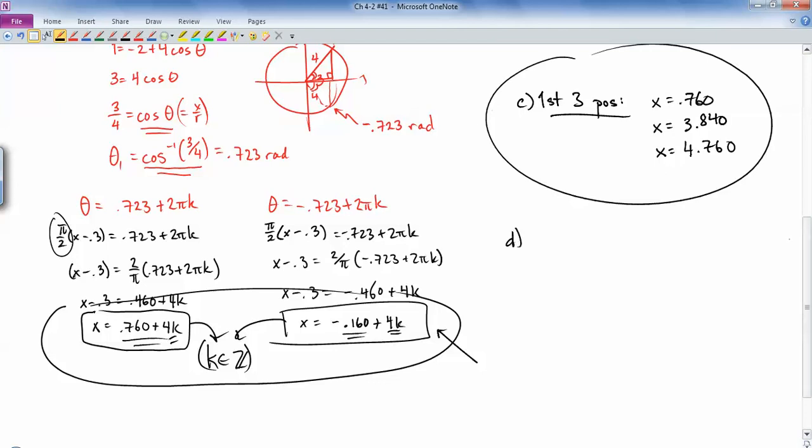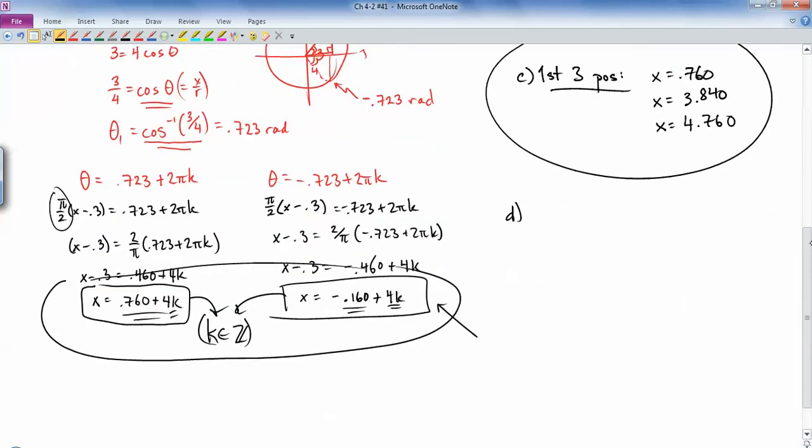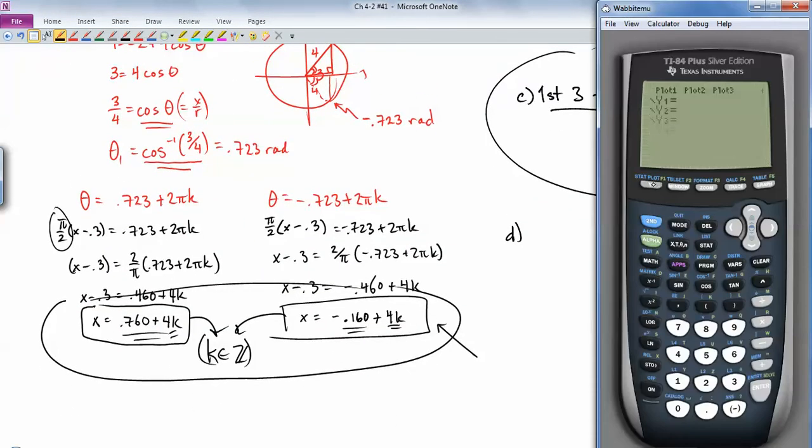And then D says verify this graphically. So let's go back to this. If I go to y equals, I'm going to plot that original function, which was negative 2 plus 4 cosine pi over 2 x minus 0.3, and then y equals 1 here, and we'll go to zoom trig and see how that does. That's actually not bad. And so what we want are the first 3 positives. So that one's negative. So 1, 2, 3. So if I go second calc intersect, the first one's between this point. Oh, first curve, second curve.